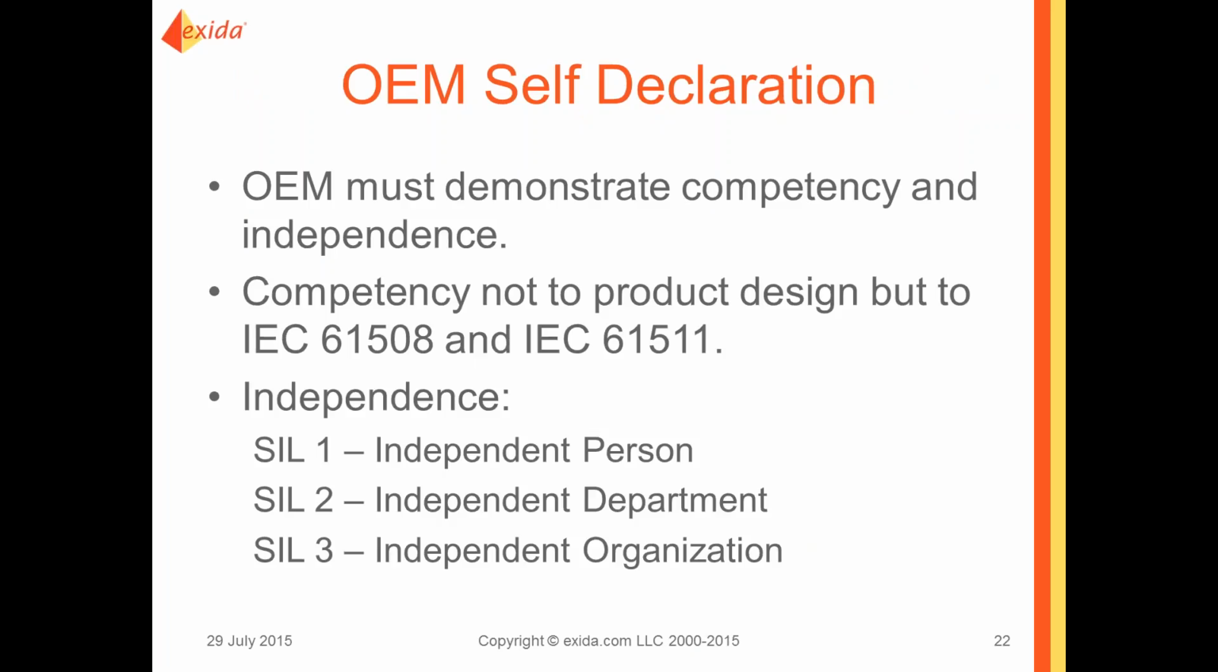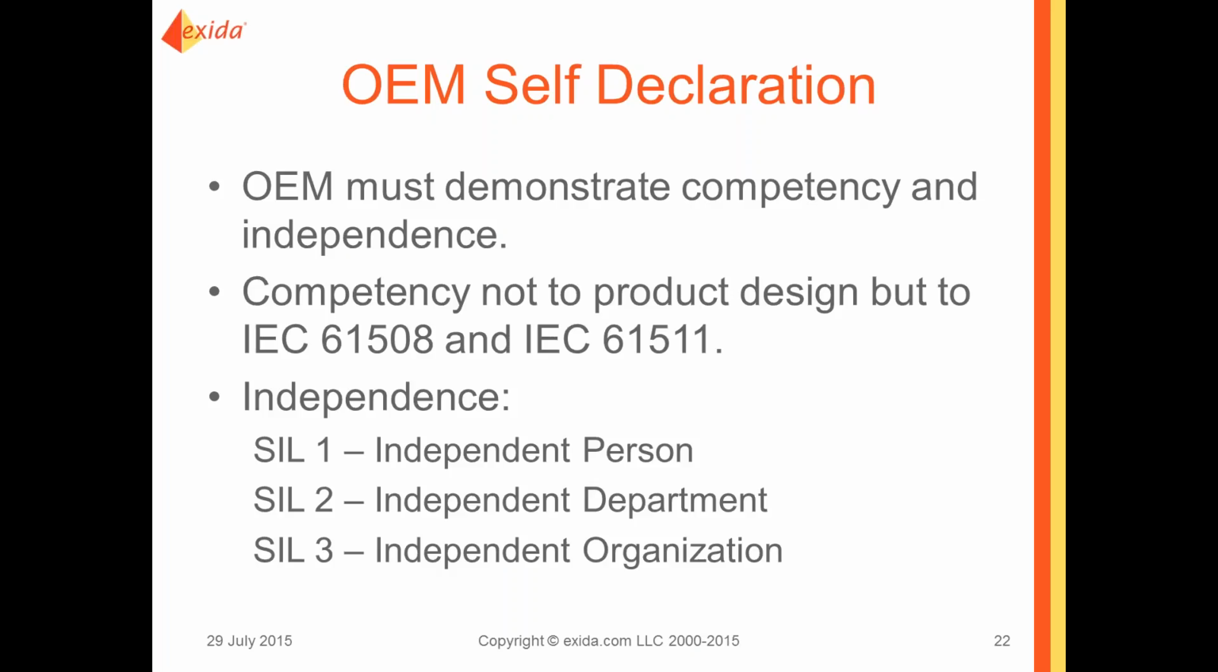So for SIL 1, you need an independent person. For SIL 2, you need an independent department. For SIL 3, you need an independent organization. Independent is by means of management and financing. So the vice president of engineering is not independent.